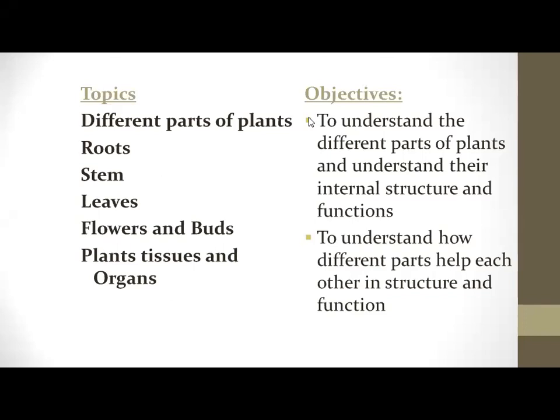Dear students, today we will study the different parts of a plant, that are roots, stems, leaves, flowers and buds, and we will study plant tissues and organs. At the end of the lesson, we will be able to understand the different parts of plants and understand their internal structure and function, and to understand how different parts help each other in structure and function.